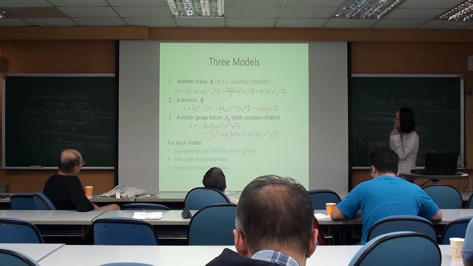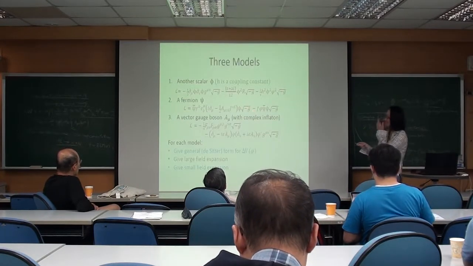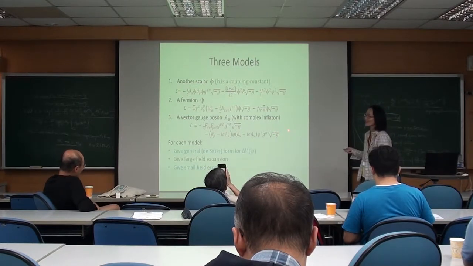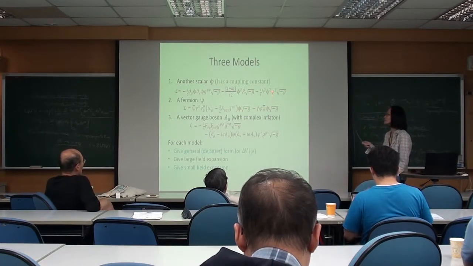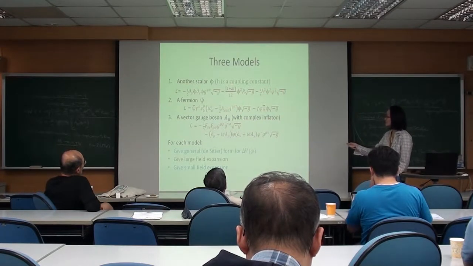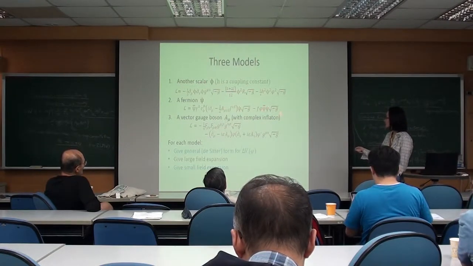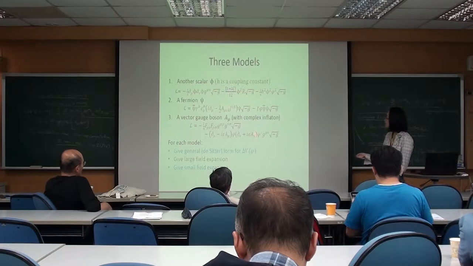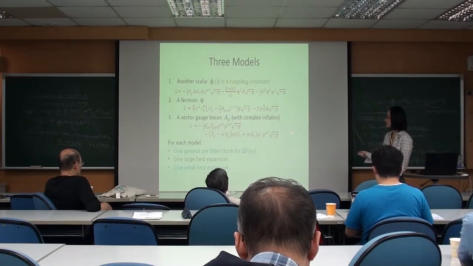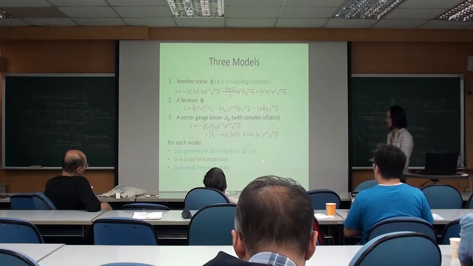Okay, so I think this is it. I finished this. So this is actually what you asked about in the slides. These are the three models. The first is the inflaton coupled to an ordinary scalar. This is the coupling term, this is the kinetic term, and this is an arbitrary non-minimal coupling to curvature. The second model is the inflaton coupled to a fermion through this Yukawa coupling. This is the fermion kinetic term. And the third model is this gauge boson A mu coupled to this complex scalar, and this is the gauge boson's kinetic term. And later I will show you this general expression, large field expansion, small field expansion.